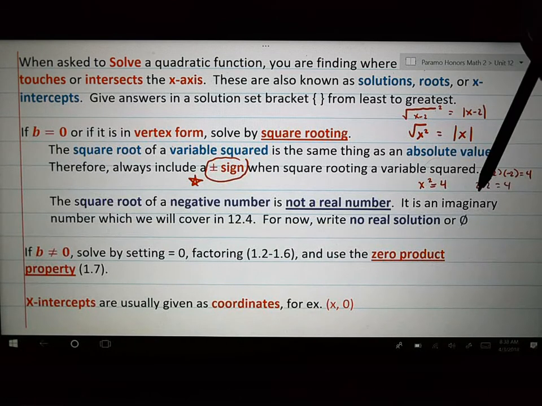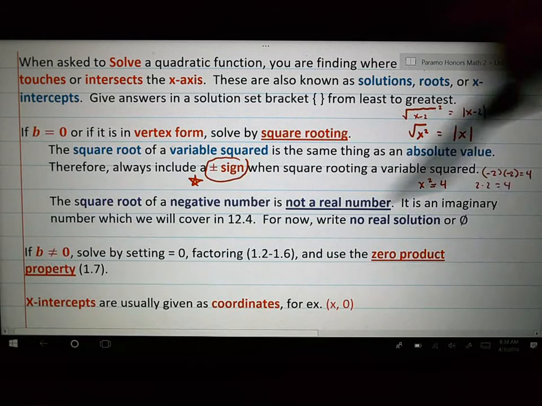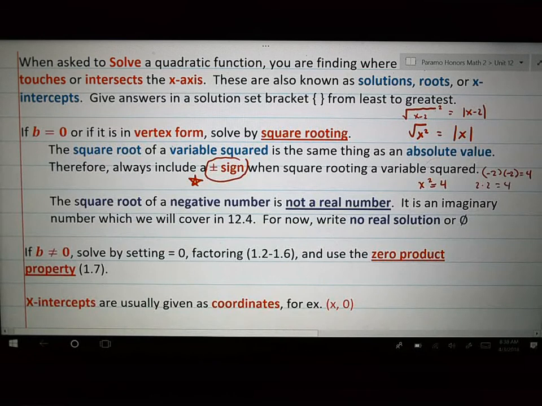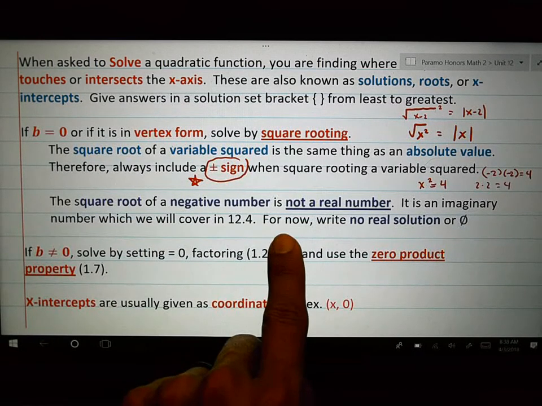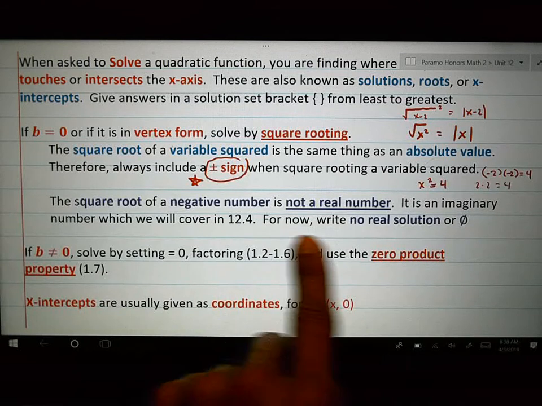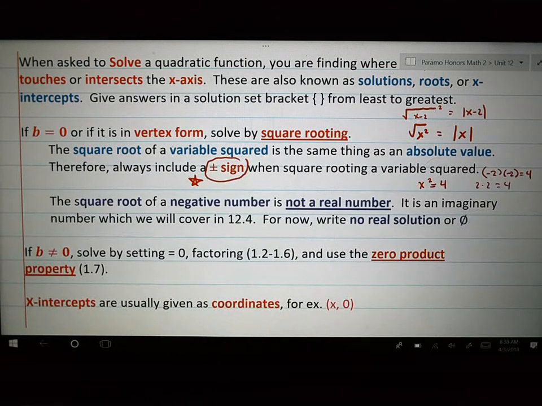These are actually called imaginary solutions or imaginary numbers, and as a matter of fact, you get to learn about it in Honors Math 2 in section 12.4. We're going to cover that on Thursday of this week. But for right now, for section 1, if you get something like this, put no real solution, or you can use the symbol which means no solution.